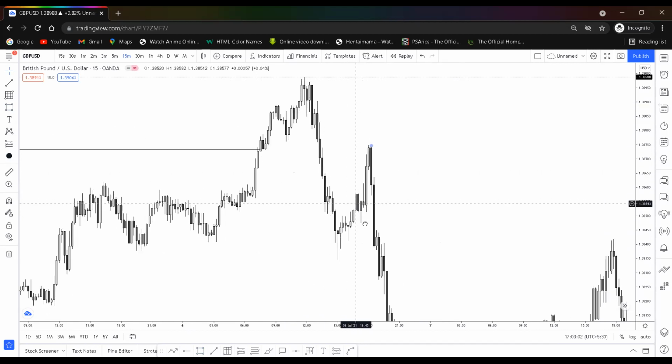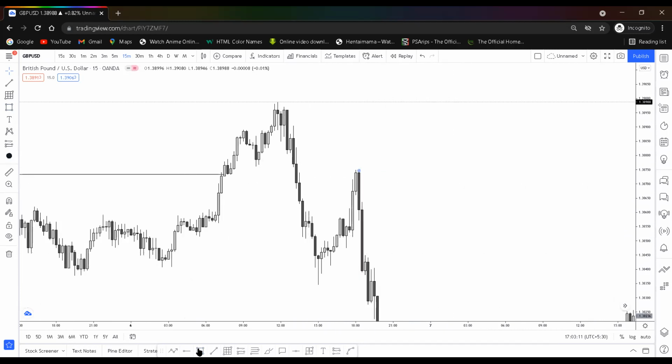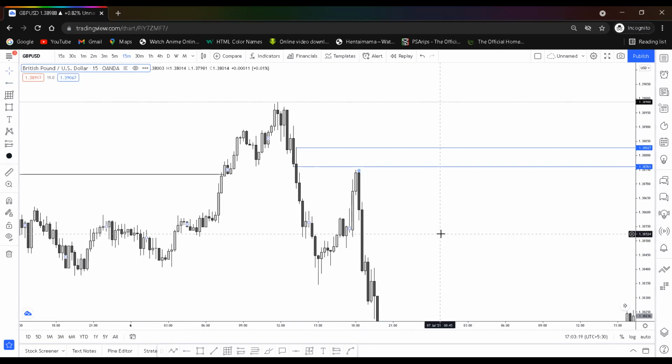So that's an inducement, exactly. And then even this high itself becomes an inducement, and we can expect a pullback from this range. I don't know, but maybe we can expect a pullback from this range, right? This week I told you the week always has an order block, and the imbalance gets filled right here.